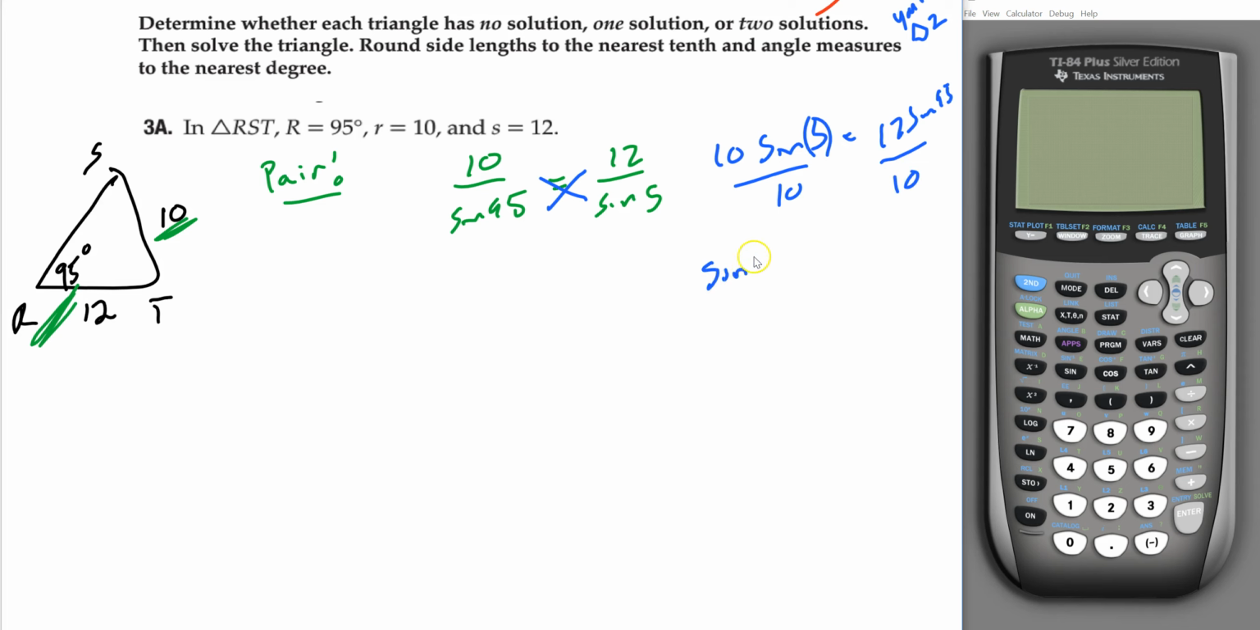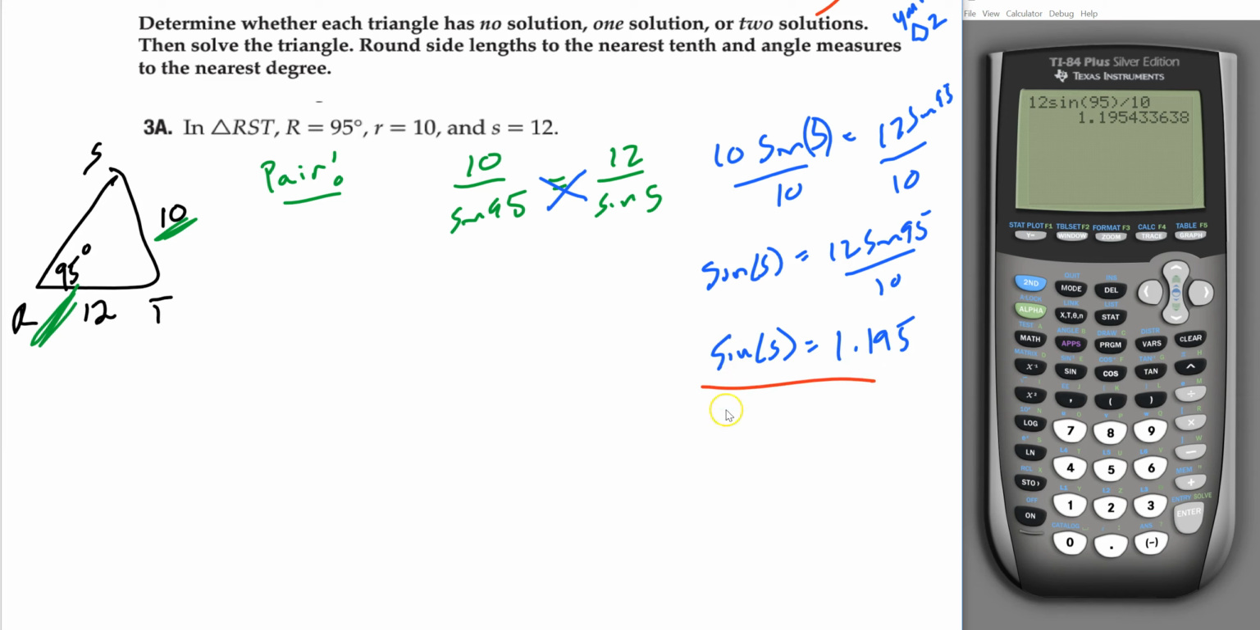I get sine of s equals 12 sine of 95 over 10. I plug that all into my calculator, off camera to save you guys time. I get 1.195. Now, based on the last lesson, hopefully something's a little off there. Remember, sine and cosine can't be more than 1 or less than negative 1. It doesn't work. That's going to mean error.